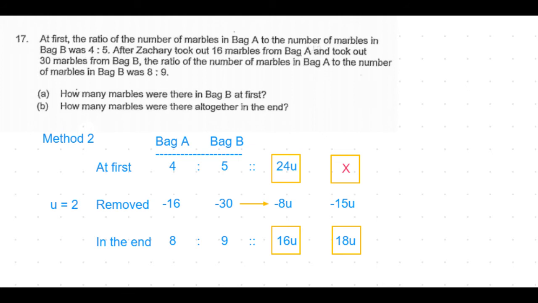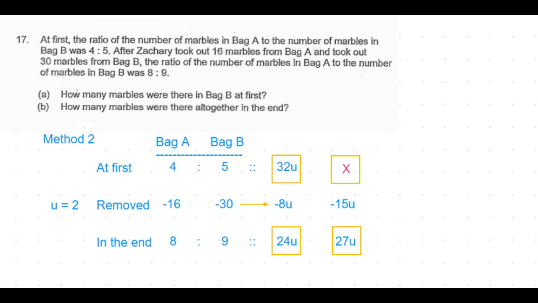Now let's try in the end 24 units and 27 units in bag A is to bag B. So bag A, 24 units before taking out 8 units would have been 32 units. And correspondingly bag B should have been 40 units. 40 minus 15 should have been 25 units, but in this case it is 27 units. So this is also not a feasible solution.